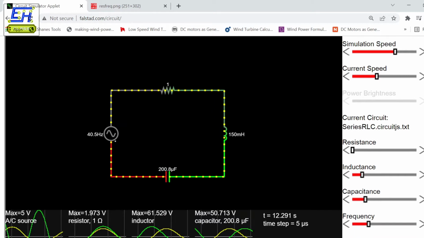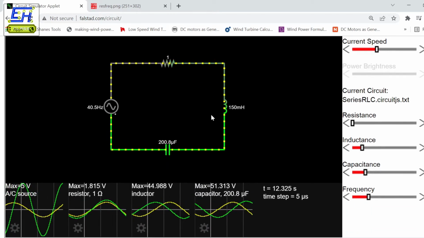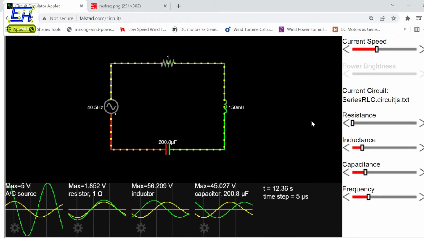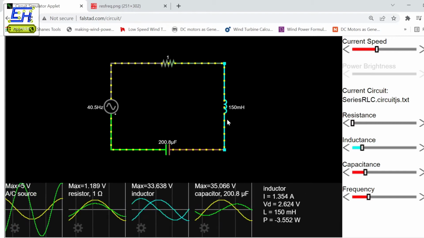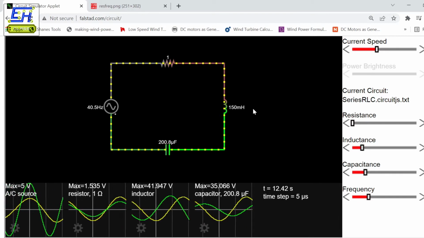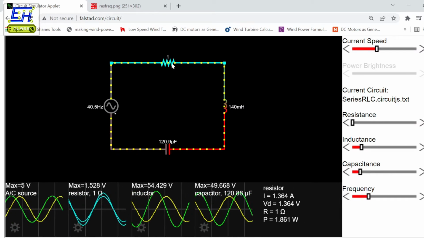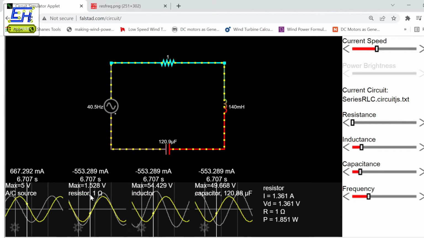Okay, so now the circuit is active, and you'll observe the oscillations. Obviously, due to this AC source, these oscillations are produced. But now the waveforms will change due to these elements, so we'll see what the changes are. Currently these are the values set for the elements: 1 ohm, 140 millihenry, and 120.9 microfarads. Let's see the scope waveforms.